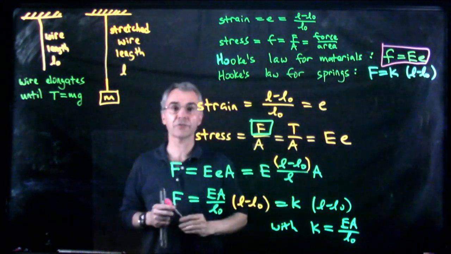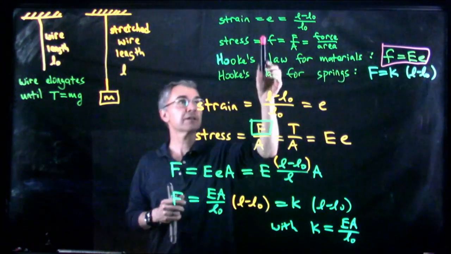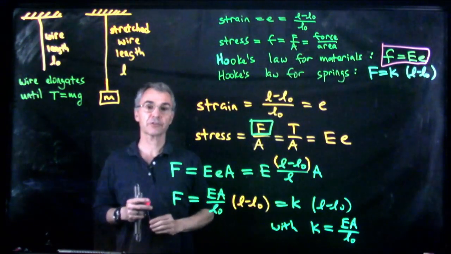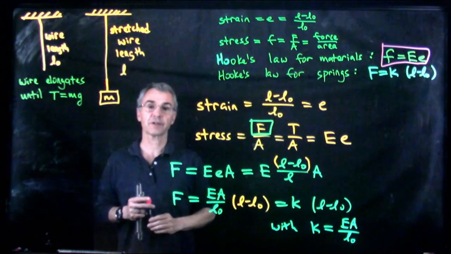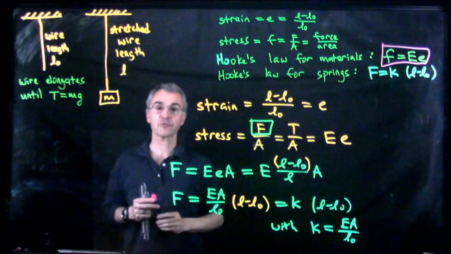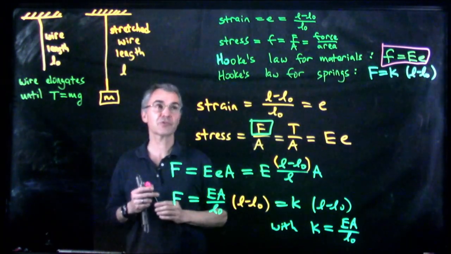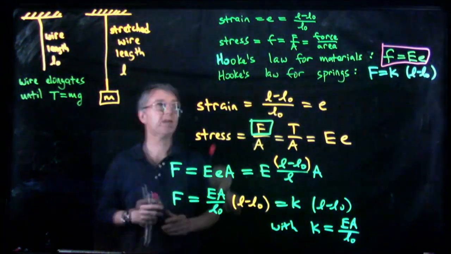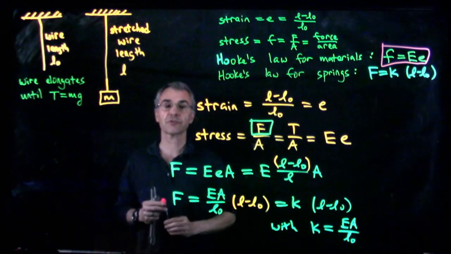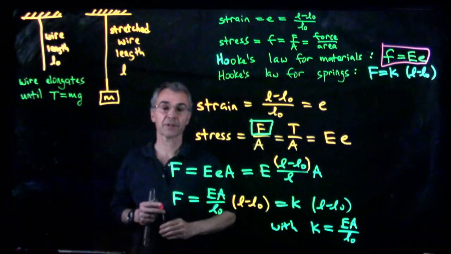Stress equals Young's modulus times strain. Strain is change in length divided by original length. Stress is force per unit area. I usually write lowercase f for stress, which is kind of like a diminished form of uppercase F for force. And I usually write lowercase e for strain. Some textbooks use something that looks more like epsilon for strain.